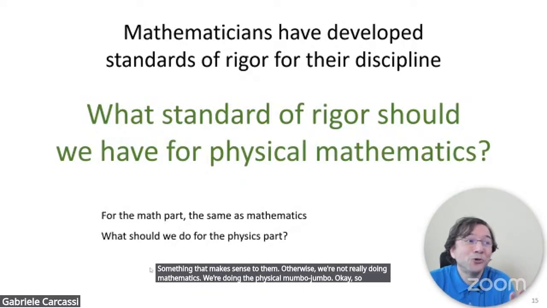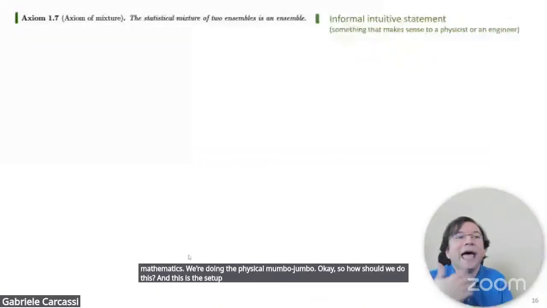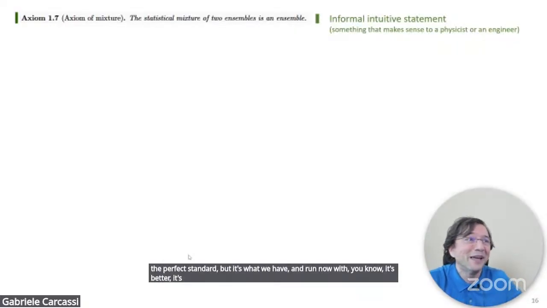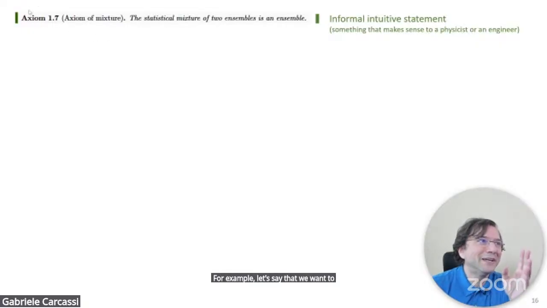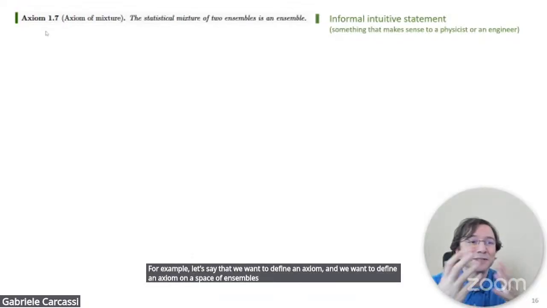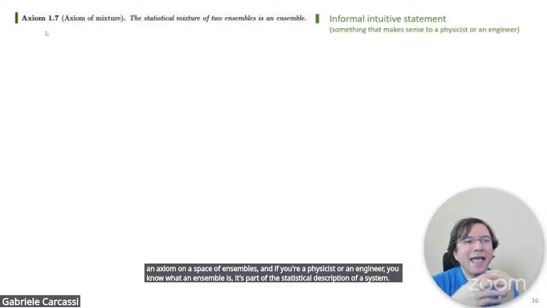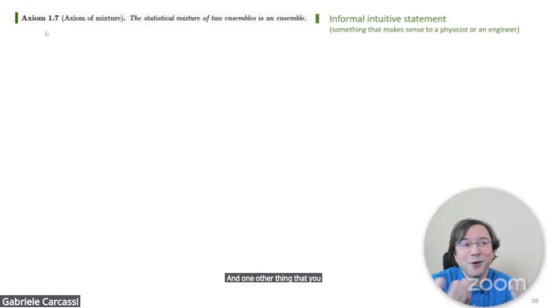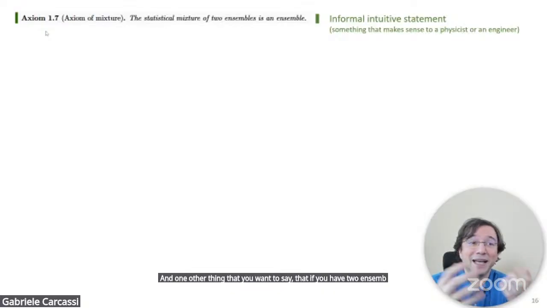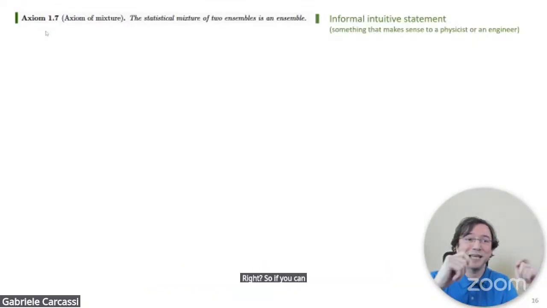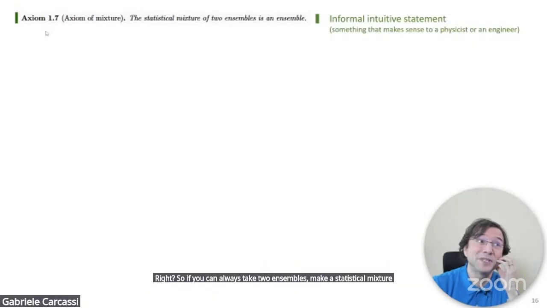Okay, so how should we do this? This is the setup that we have come up with. Again, it might not be the perfect standard, but it's what we have, and it's definitely better than what we have right now. So, for example, let's say that we want to define an axiom on a space of ensembles. If you're a physicist or an engineer, you know what an ensemble is. It's part of the statistical description of a system. And one of the things that you want to say is that if you have two ensembles, you can make a statistical mixture, and the statistical mixture is yet another ensemble, right? So you can always take two ensembles and, given a probability, make a statistical mixture, and you're always going to get another ensemble.